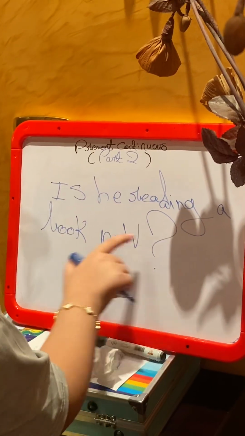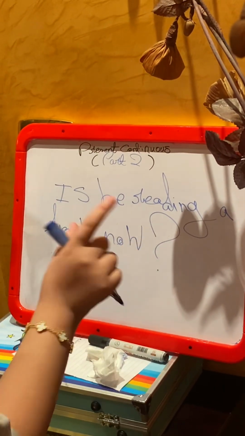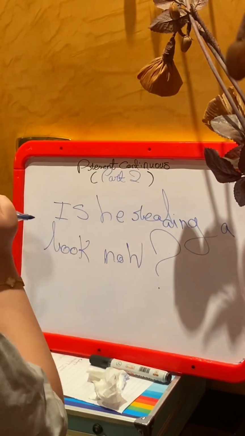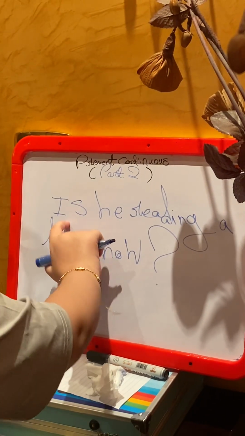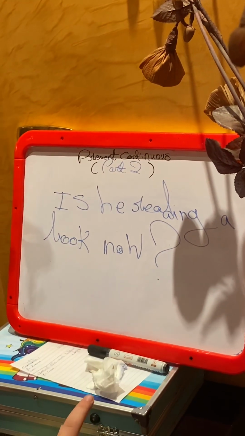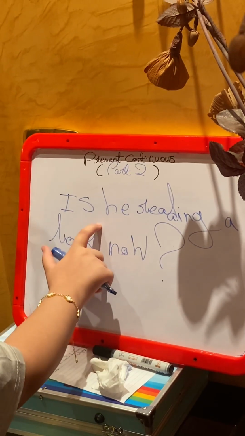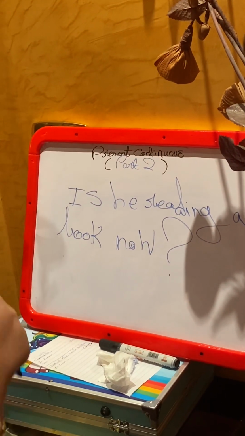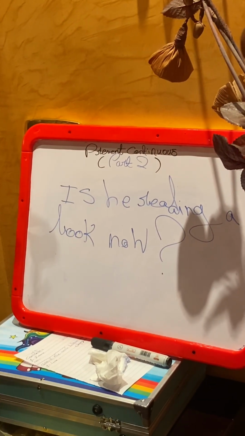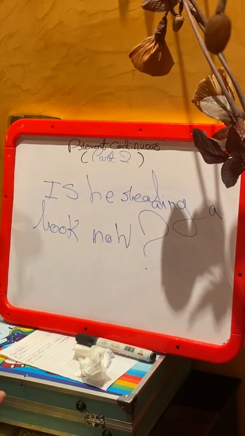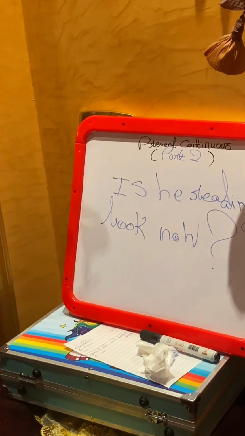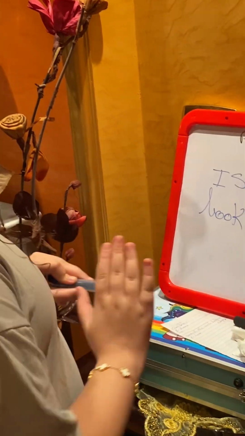In this type of question, we know that this is a yes or no question. How do I know that? I have "is," and "is" is a helping verb. So of course, this is a yes or no question. So I will answer this type of question with what? With yes or no. For example, I want to answer it with yes. I will repeat this part again.